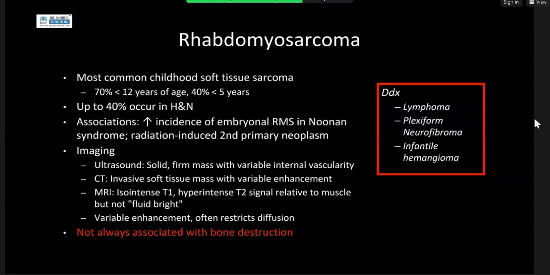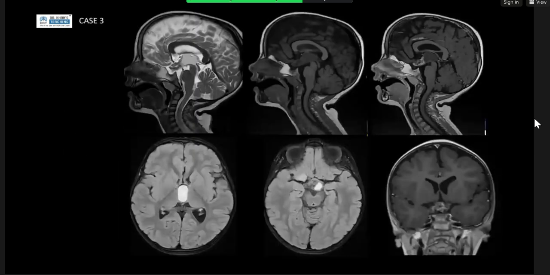And of course, if you're thinking of neurofibroma, you want to find out if there's any history of neurofibromatosis. Okay, next case.